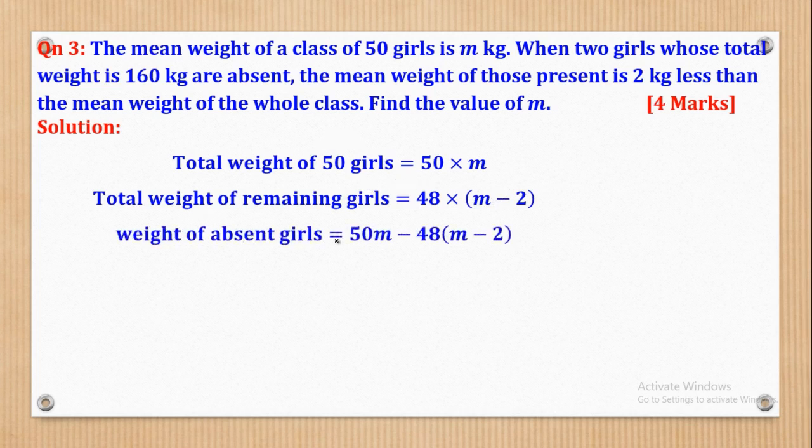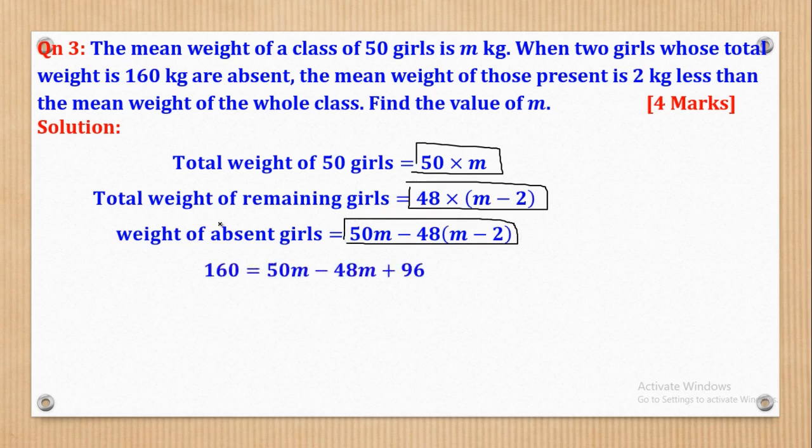The weight of the absent girls, therefore, will be equal to the total weight when they are present minus the total weight when they are absent. That is why you see 50m minus 48 in brackets m minus 2. But they told us that the total weight of the girls who are absent is 160, so we shall equate this with 160, and then we simplify.